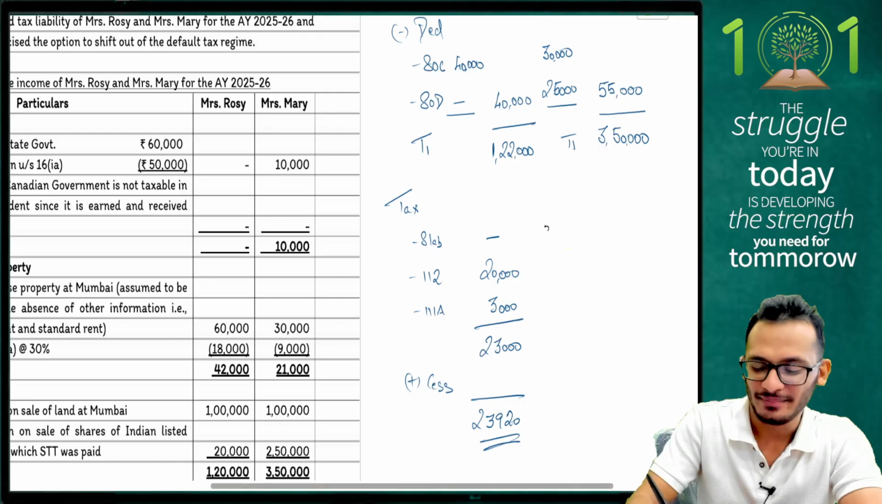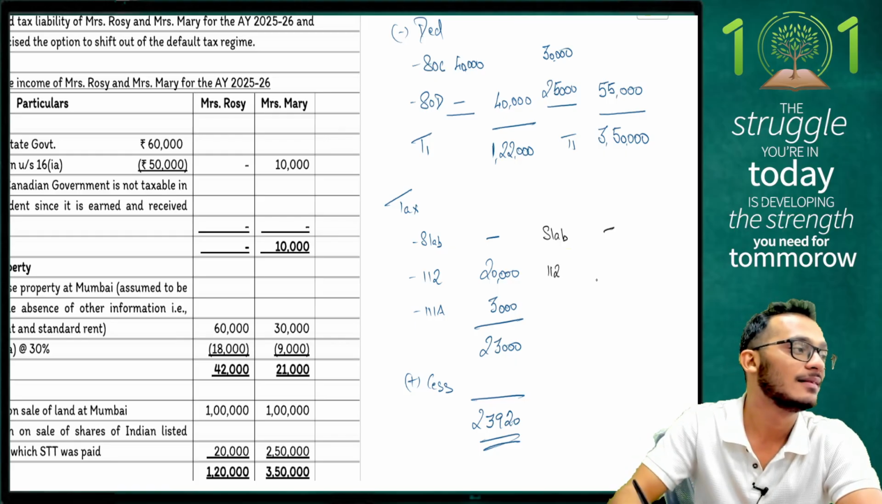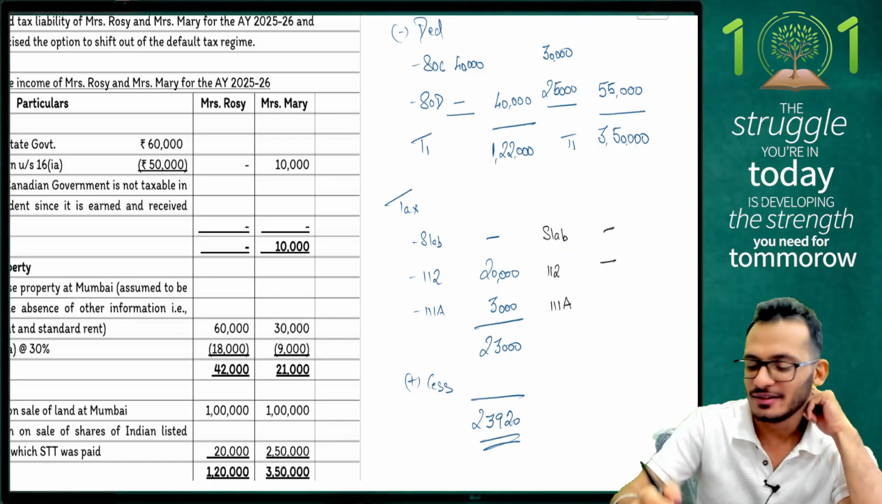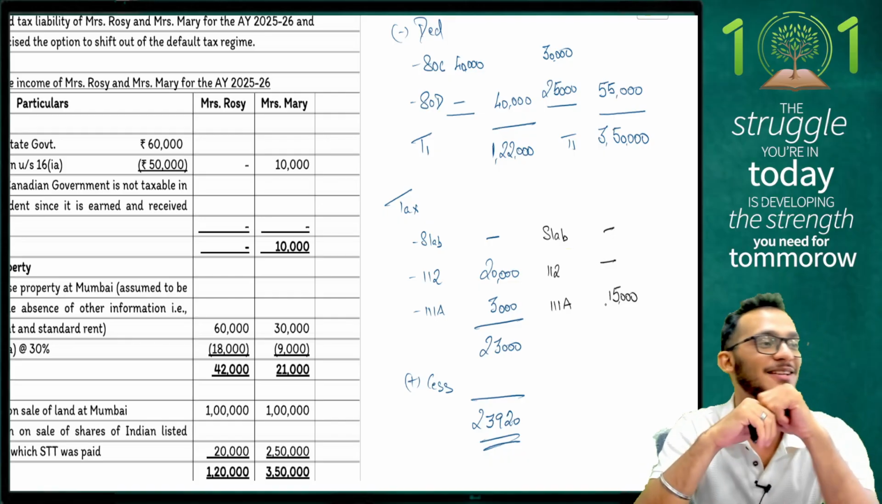People, my slab is 0. My 112 is 0. My 111A is, very good, 1 lakh into 15%.